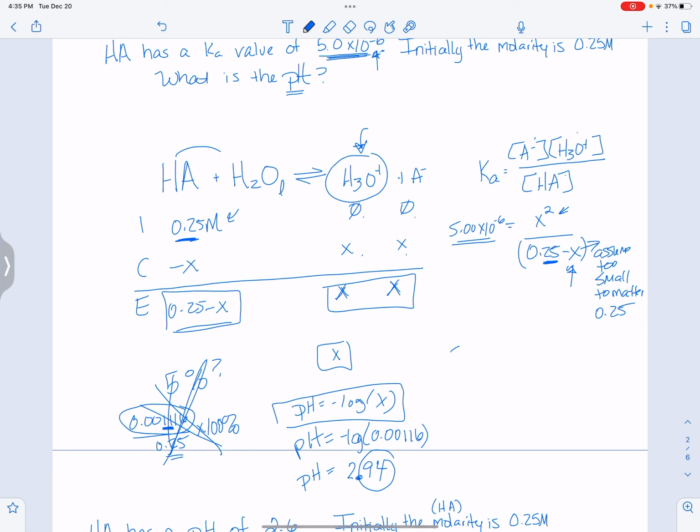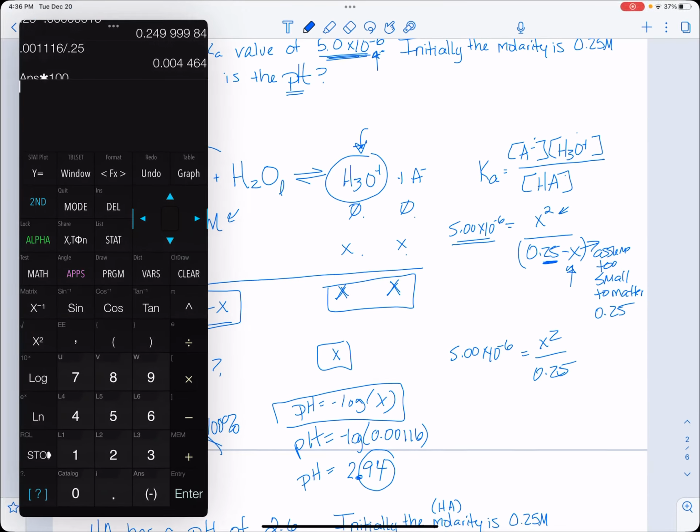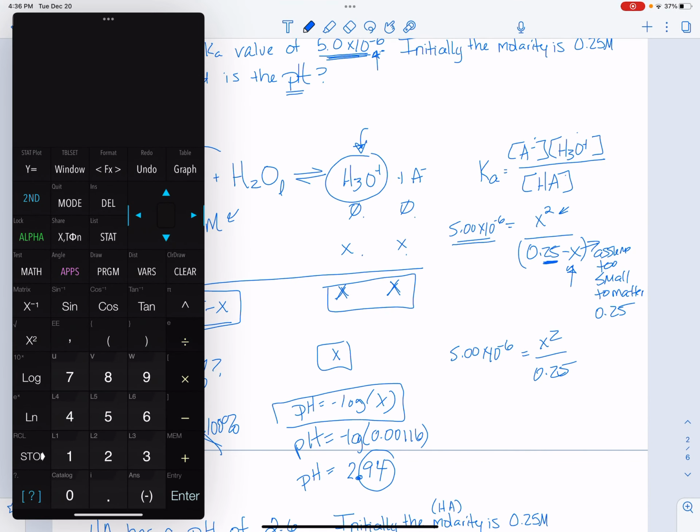What you do with the assumption is you just make the math easier, basically. So we have this number equals x squared over 0.25. Voila, our math is so much easier. And look at how nice it is to use your calculator when you're doing this. So we have 5.0 times 10 to the minus 6th. And now I'm just multiplying both sides by that 0.25 to get that to cancel. So times 0.25, and I'm going to take the square root of it. And again, I'm using my little calculator function, second answer, to give me my square root number. That's what x is.